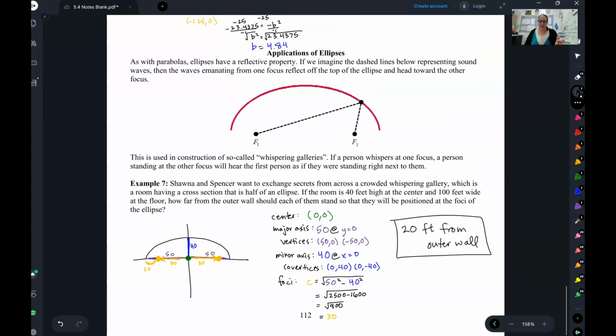So that is an application problem, a story problem for ellipses. You are now totally done with 5.4 and should be able to get started on your homework.